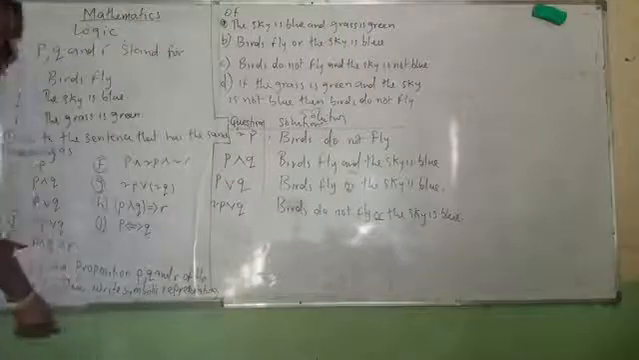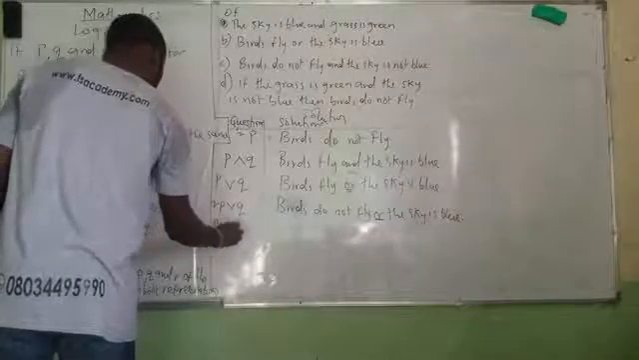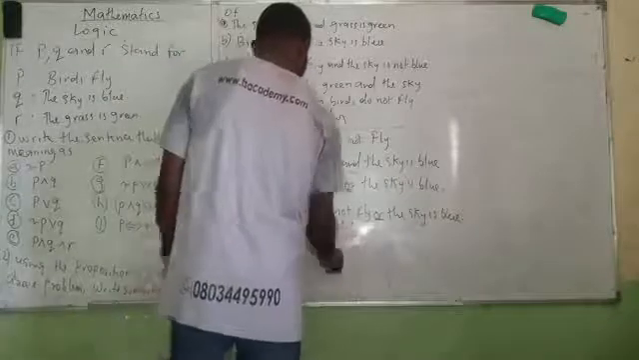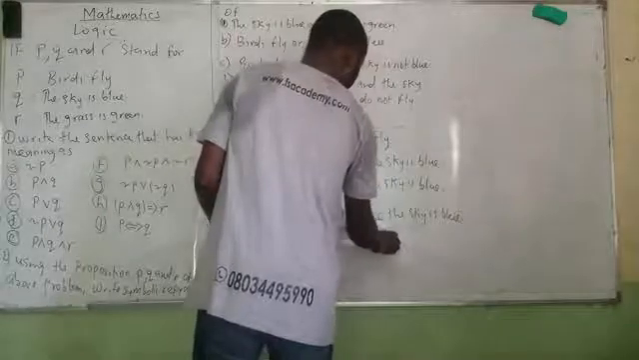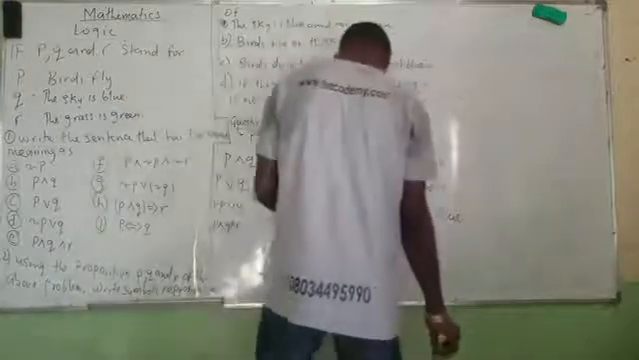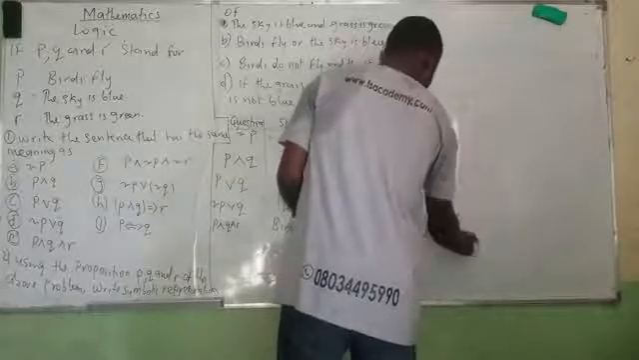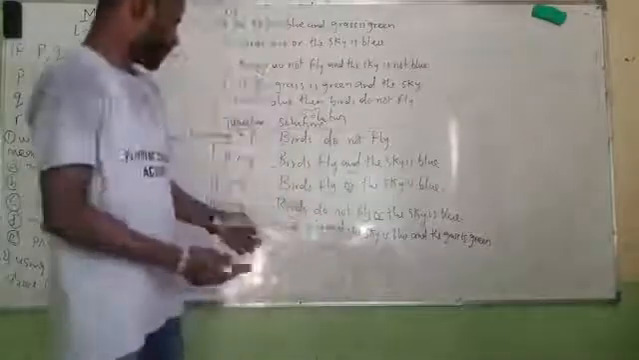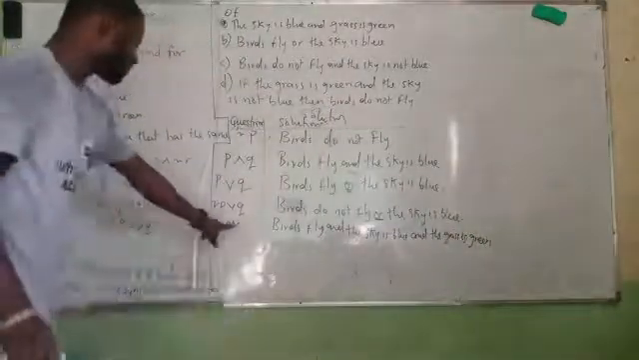Now the next one, I have A, B, C, D. I'm now on E. This one is P and Q and R. It means birds fly and the sky is blue and the grass is green. Birds fly and the sky is blue and the grass is green. Because of this, these are called and.